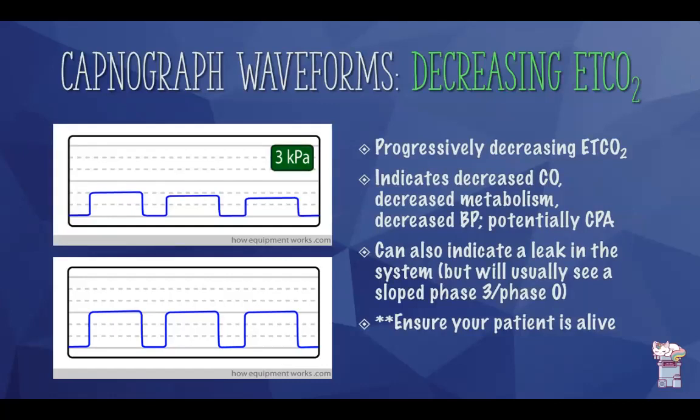This is a similar example of a decrease in your end-tidal CO2 value over time. This waveform is nice and square, likely being delivered by a mechanical ventilator. But the overall decrease in end-tidal CO2 can indicate a decrease in cardiac output, a decreased metabolism, a decrease in blood pressure, overventilation, but also potentially cardiopulmonary arrest. It can also indicate a leak in the system, but typically you'll see a negative slope of phase 3 and no phase 0. Again, ensuring your patient is alive is the first step in troubleshooting any sudden decrease in end-tidal CO2.